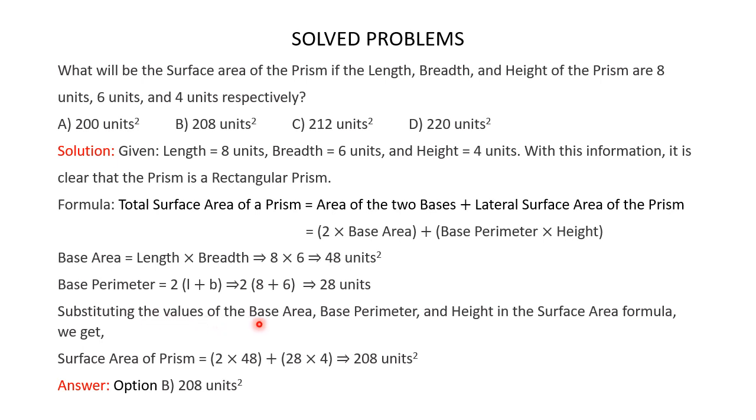Let's substitute the values of the base area, base perimeter and height in the surface area formula. So now we get surface area of the prism is equal to 2 multiplied by 48 plus 28 multiplied by 4. On solving this, we get the total surface area of the prism as 208 units squared. The correct answer is option B, 208 units squared.